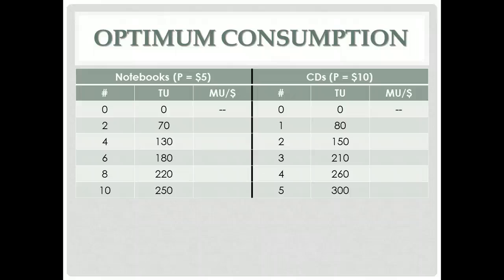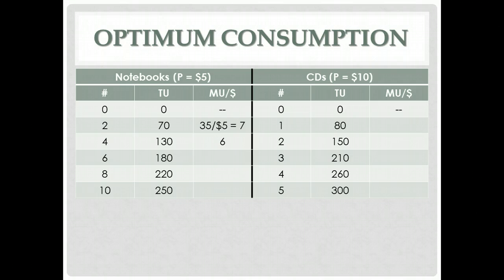So the first 2 notebooks I buy bring me a total utility of 70 utils. Assuming that each notebook is exactly the same and has the same amount of utility, we'd say each notebook has 35 utils. And if we take that 35 utils and divide it by the $5 price, I find that each of the first 2 notebooks brings me 7 utils per dollar spent. And if I look at the next 2 notebooks, assuming they're both essentially equal, they have a marginal utility between the 2 of them of 60 utils, which is really 30 utils per notebook. So 30 utils divided by $5 spent tells me that it's 6 utils per dollar for the next 2 notebooks.